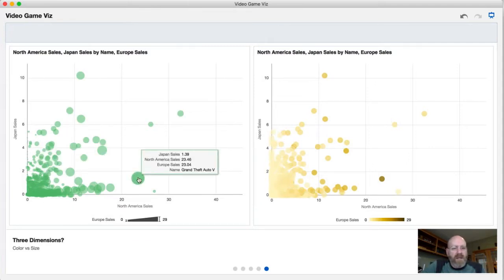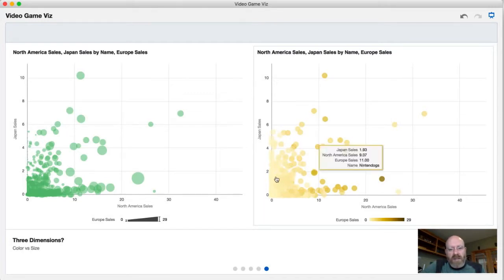And here you can see that something like Grand Theft Auto is very popular in Europe, even though it wasn't as popular in Japan. And we can see the same thing over here from a color density. Where the color versus size debate comes in is largely a determinant of how your data is arranged. This is where you might need to switch between them pretty easily, and this tool makes it pretty simple to do so.